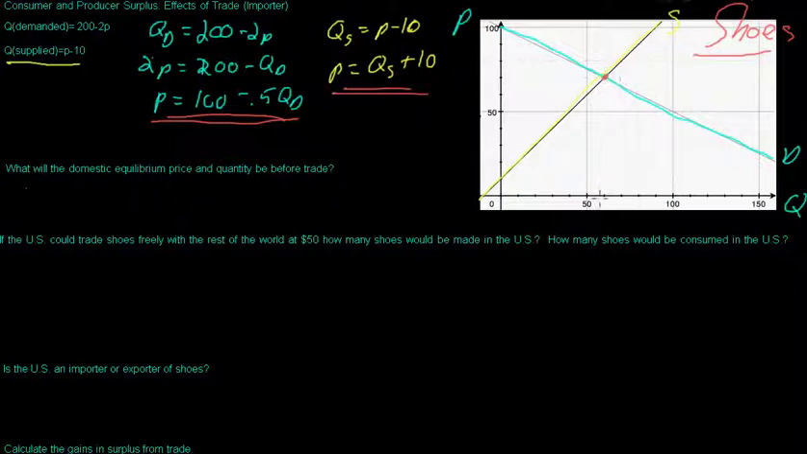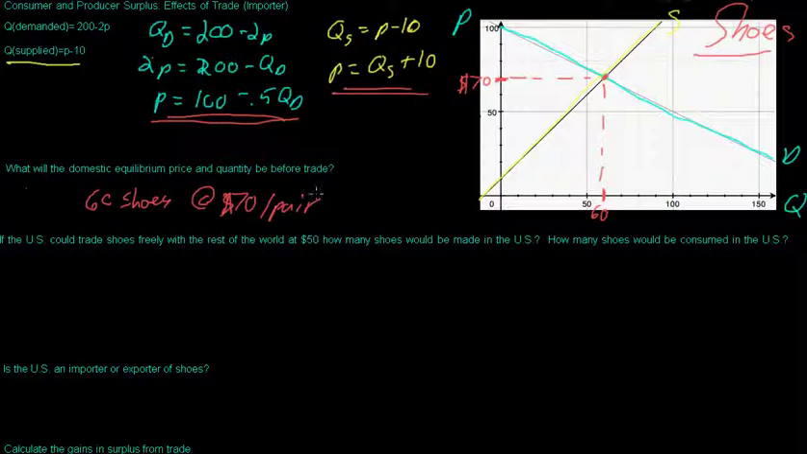So we find that the equilibrium quantity is 60 shoes, at this would be 50, 60, $70 a pair. $70 a pair. So that is the starting point. So we will have 60 shoes at $70 a pair.